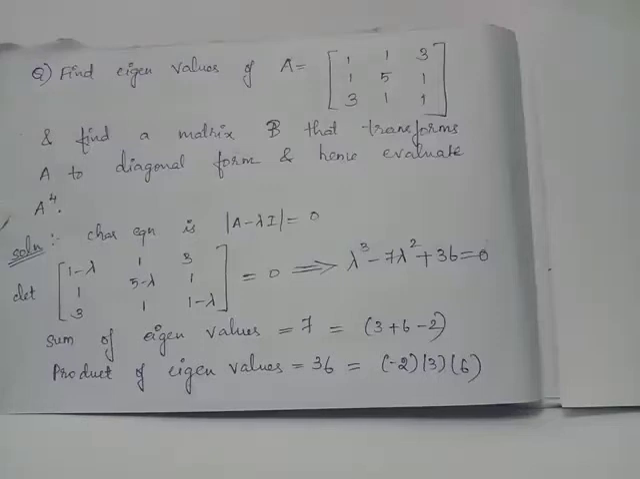Let's look at an example to find out the diagonal form of a square matrix A and hence evaluate the fourth integral power of square matrix A. In particular, we are asked to find out the model matrix B which transforms A to its diagonal form.